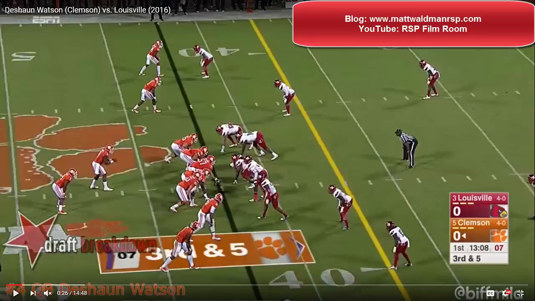Today, I want to give you some insight into how I look at quarterback play. We're going to look at Deshaun Watson here, and it's the toughest position to evaluate in football.